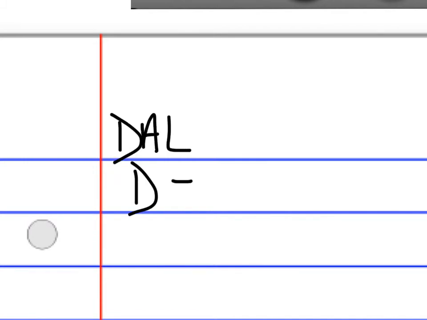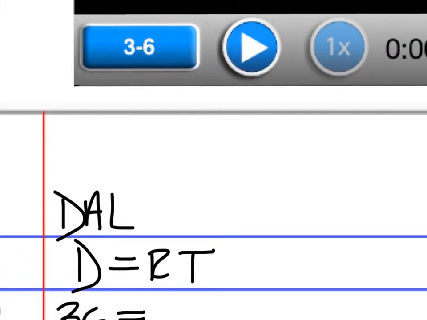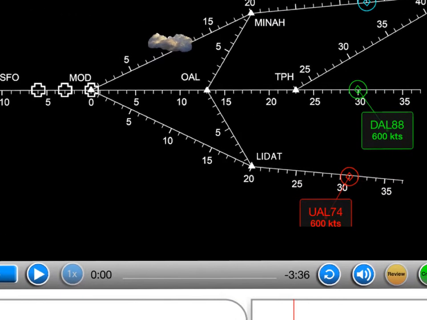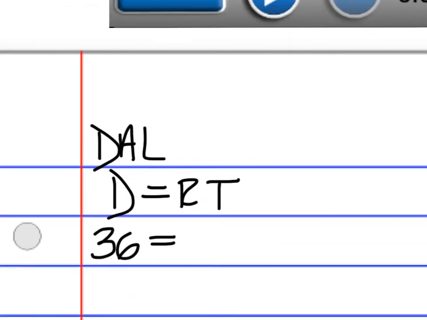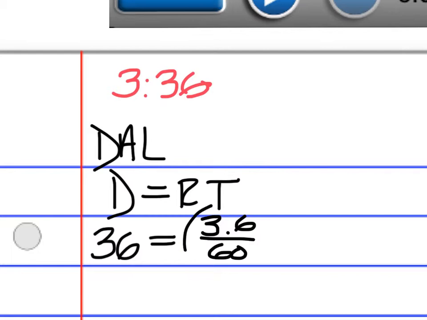Delta Airlines, D equals RT. If it has 36 miles to go, and we have this for a time, 3 minutes and 36 seconds, is there anything that I would have to do to adjust the speed of that plane? If we're going to use it over the course of 3 minutes and 36 seconds, will it hit that target at one constant speed over 3 minutes and 36 seconds? What do I have to do to 3 minutes and 36 seconds? Divide 36 by 60, and what do you come up with? 0.6. So we have 3.6 over 60 for our time.